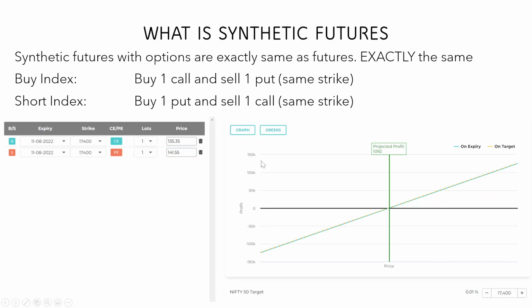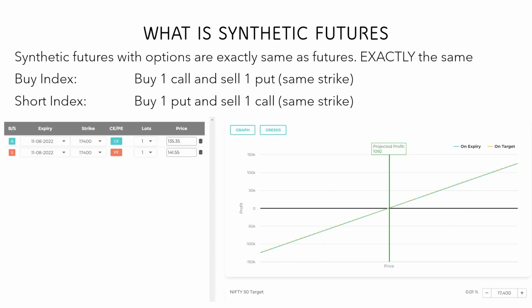Okay, what is a synthetic future? Now this is important and interesting. I will actually go to a tool and show you. A synthetic future is exactly the same as futures. Synthetic future involves buying a call and selling a put if you have to buy an index. If you are bullish, if you think the market will go up, you buy a call or you sell a put. But when you do both, you buy a call and sell a put, that becomes a synthetic future. The result is exactly the same as naked futures.